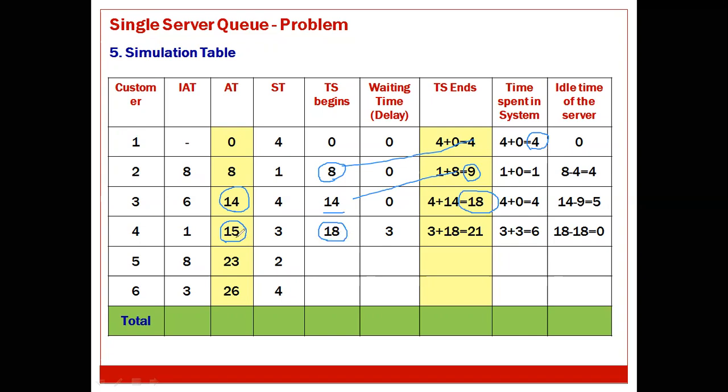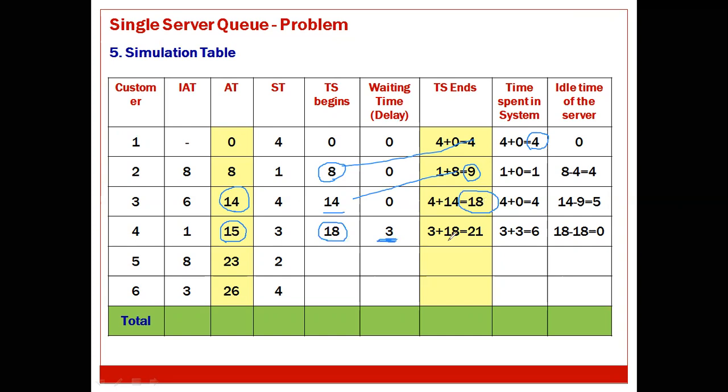So now, let us go with the time delay. He is ending at 18, and the next customer has already arrived at 15. So customer number 4 has to wait for 3 minutes, correct? So 18 minus 15, 3 minutes. So this is the delay.